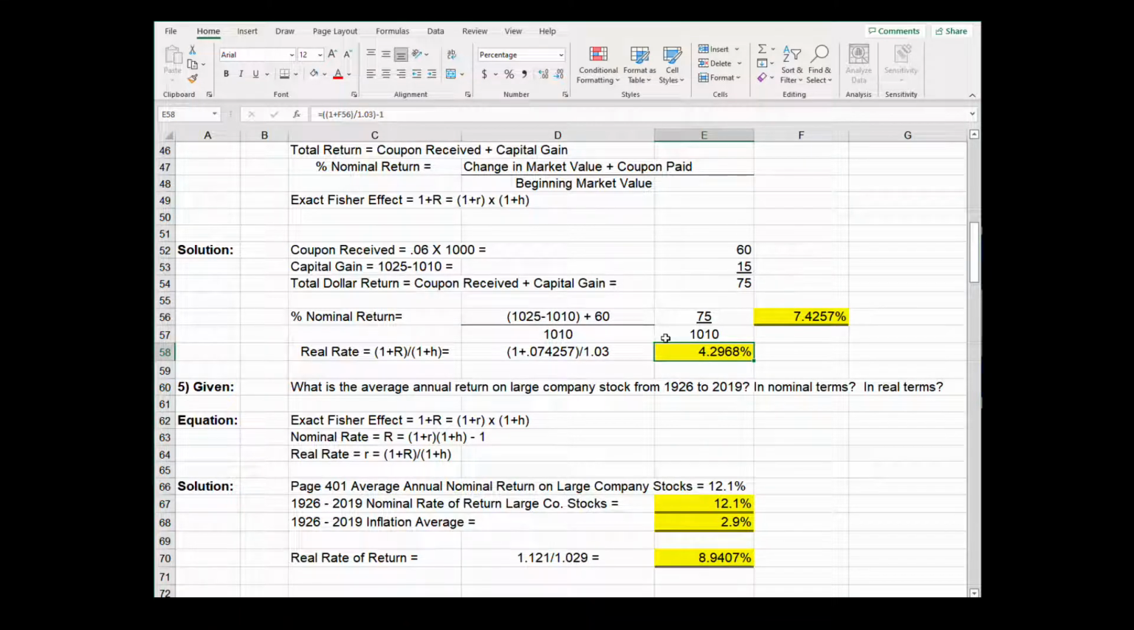And the real return, I have to subtract that inflation amount, so approximately 7.4257 minus 3, which gives 4.4257, and we get 4.2968. So my approximate Fisher effect, just by subtracting the 3%, gets me close to that exact Fisher effect, which is 1 plus big R over 1 plus h. 4.2968% is your exact real rate, or exact Fisher effect.